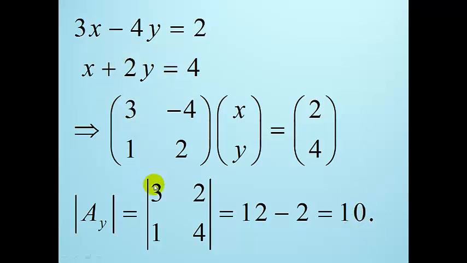Now, how do we find A_y? With A_y, the 3, 1, that's the first column, remains the same, but the second column is replaced by the constant 2, 4. So A_y is now [3 2; 1 4], and we are finding the determinant now. 4 times 3 is 12, minus 1 times 2 is 2. Now 12 minus 2 is equal to 10. So the determinant of A_y is equal to 10.